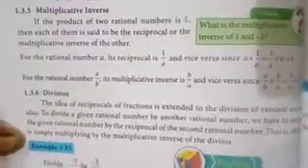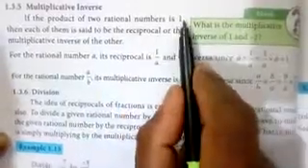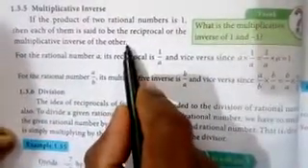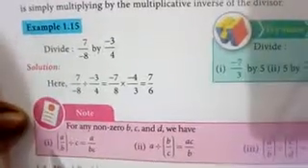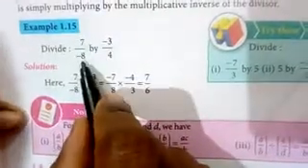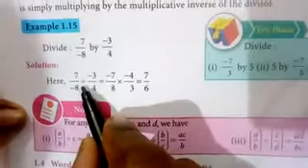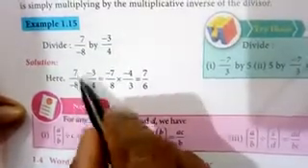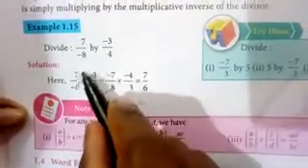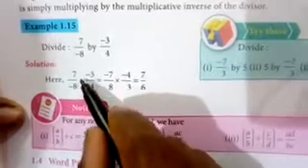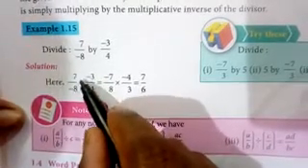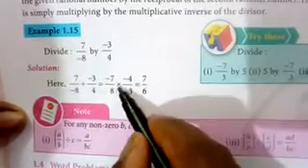Now you have to know about the multiplicative inverse. If the product of two rational numbers is 1, then each of them is said to be the reciprocal or the multiplicative inverse of the other. Next, division of rational numbers. Divide minus 7 by 8 by minus 3 by 4. For any division problem, the first number, just take and write. The second number, take the reciprocal. After taking the reciprocal, change the division to a multiplication.